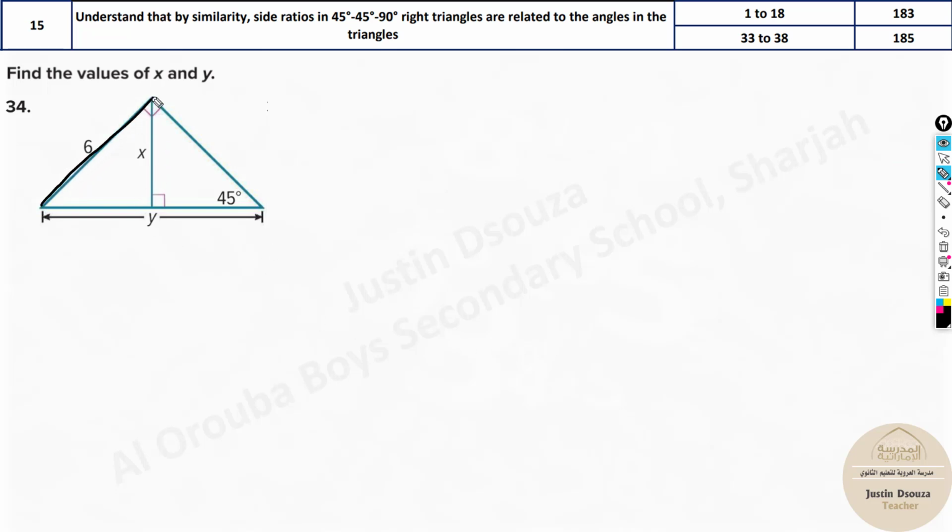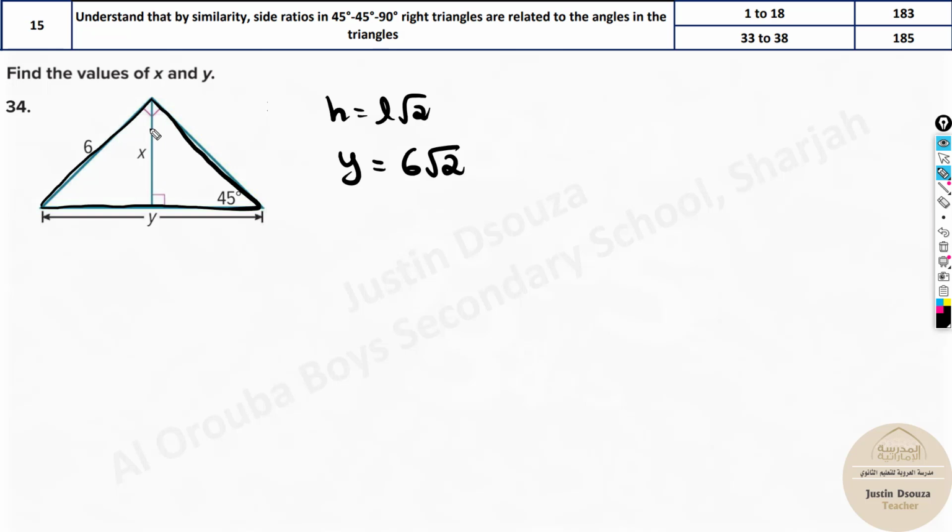This is a big triangle. Can you see the big triangle is there? That is used to find the value of y. Okay, this big one. I will use that first because I know this 6 anyways. I'll apply the formula. H equals L root 2. What is the hypotenuse here? Y. What is the length? 6 root 2. Directly we get y is equal to 6 root 2.